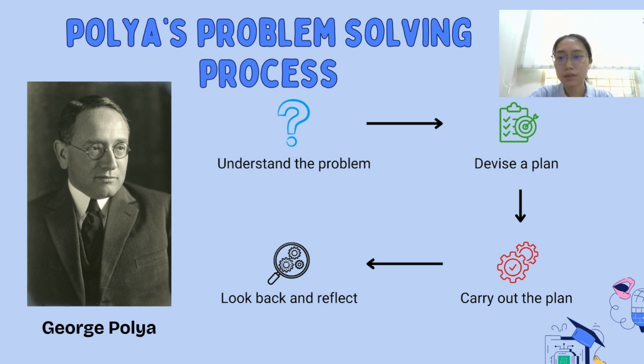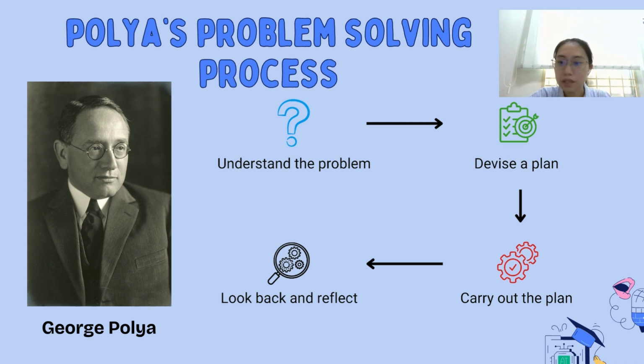So the second step is to devise a plan. In this step, students could explore different strategies and select the most appropriate approach or method. Students can brainstorm possible solutions such as drawing diagrams, making tables, or creating other algorithms, which helps to foster their creativity and diverse thinking.